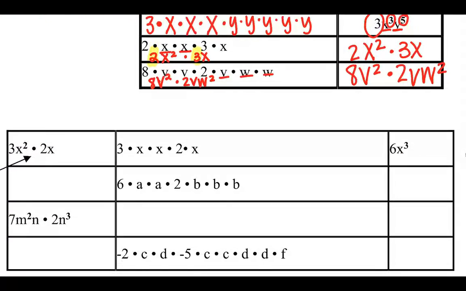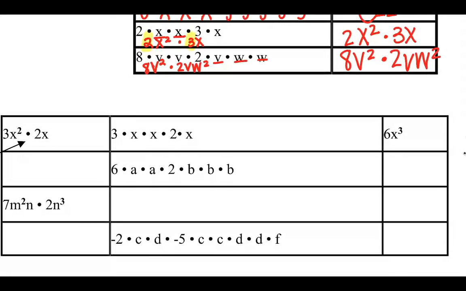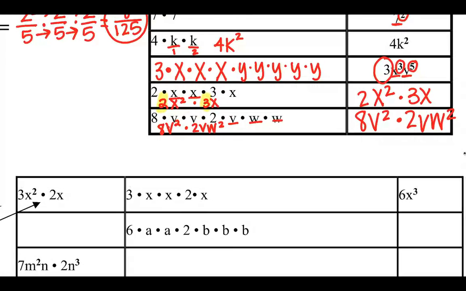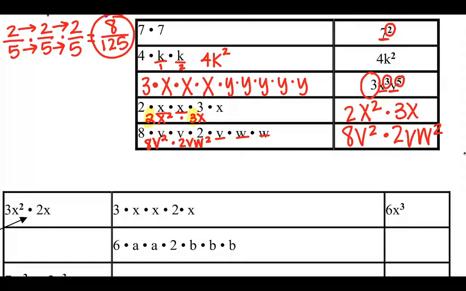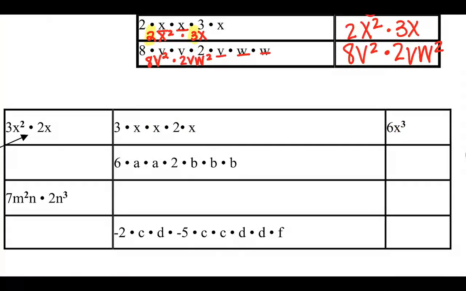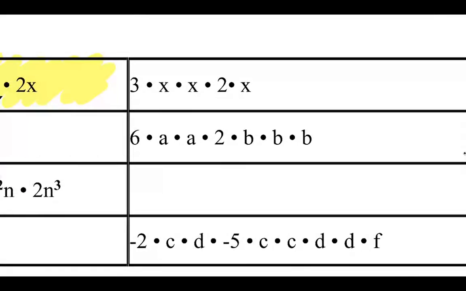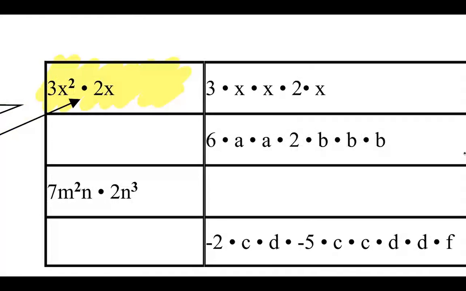So if you look here, this problem right here is the same problem we used up at the top. If you look, they took it and used the exponents. I have 3 out in front. Then I have my 2 x's, so it's x squared, times I have my 2 out in front, and 1x.